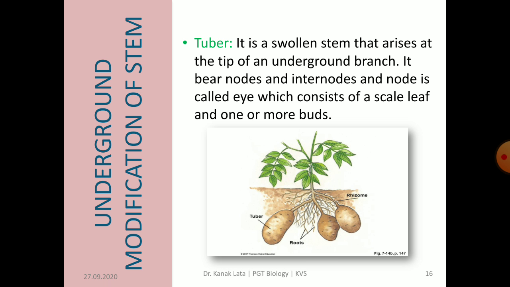Another underground modification of a stem is tuber. It is a swollen stem that arises at the tip of an underground branch. Tuber bear nodes and internodes, and node here is called eye, which consists of a scale leaf and one or more buds. You may observe here in the given figure of potato. So potato is a underground modified stem.